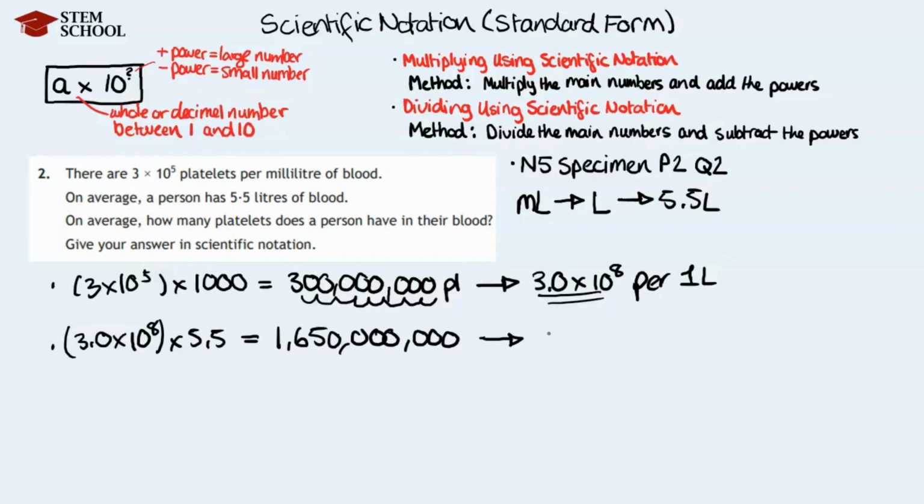Scientific notation. So it'll be 1.65 times 10. Then how many jumps does it take for the decimal? It'll be 1 jump, 2, 3, 4, 5, 6, 7, 8, 9. So times 10 to the power of 9 platelets per 5.5 litres. And that's the final answer.